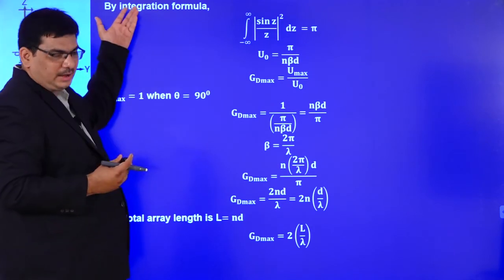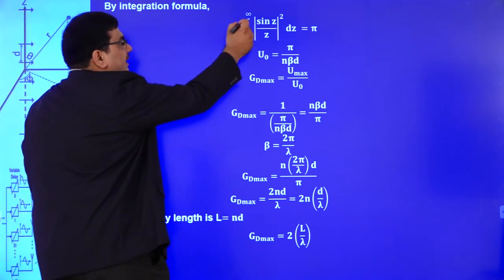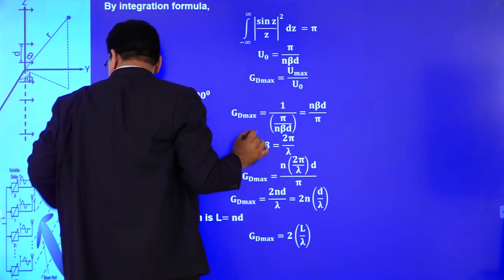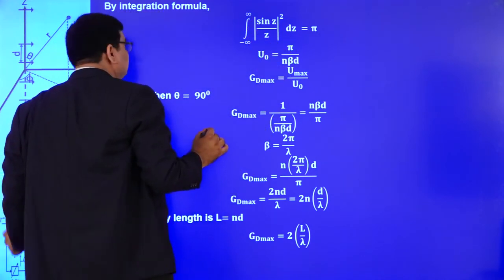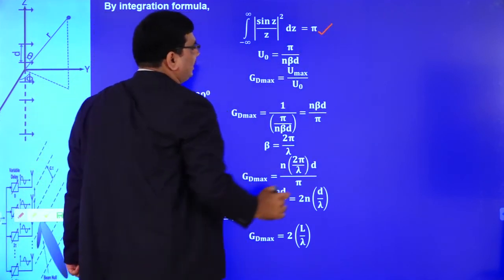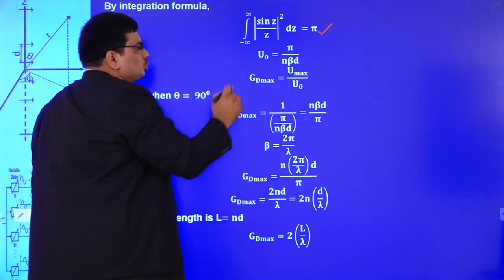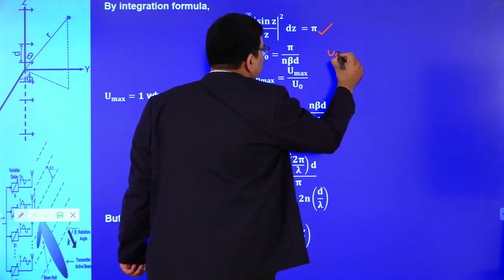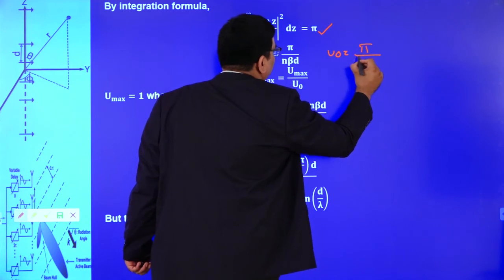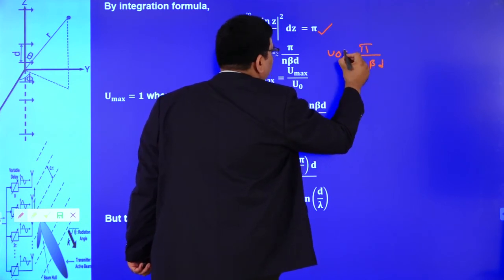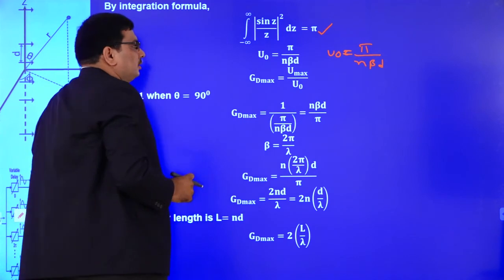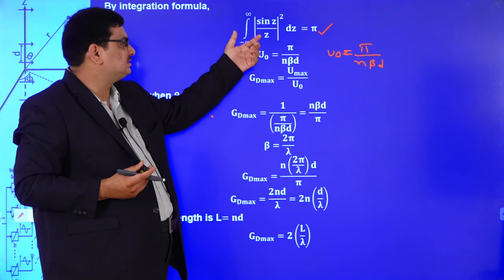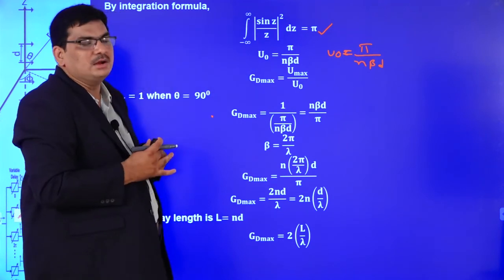From the integration formula, we know that the integration from minus infinity to plus infinity of (sin z by z) whole square dz is equal to pi. So this is the integration formula. You substitute that value here in the average power integration, that is U0 is equal to pi by n β d. So this is the average power density for a broadside array. Now we have to find out the directivity.